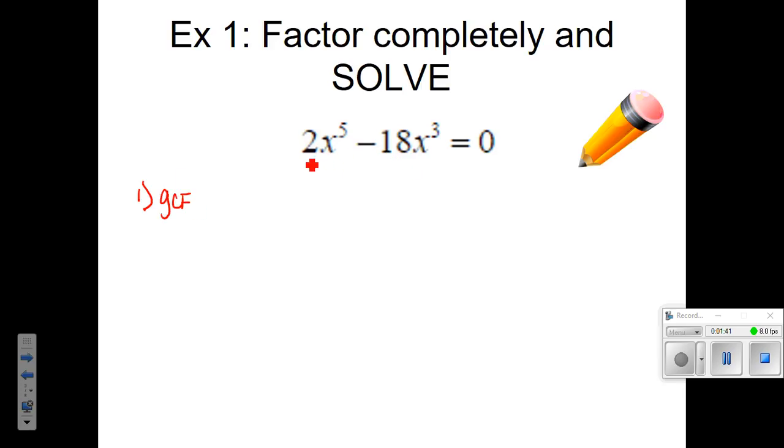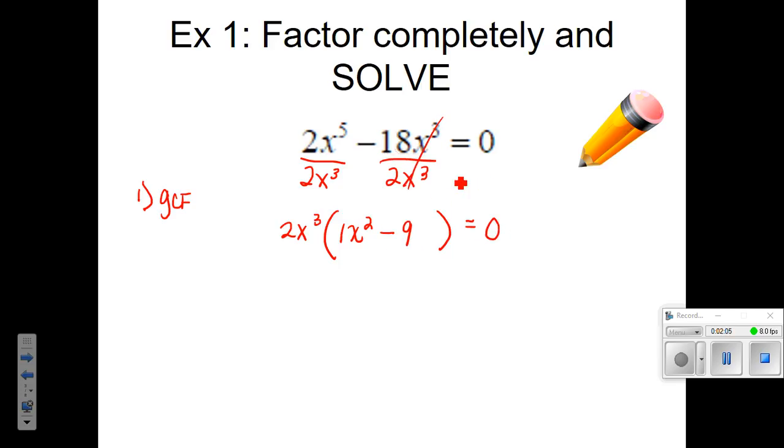What do they both have in common? They have a 2x cubed in common. So I'm going to factor out 2x cubed. What's left over goes into parentheses. 2 divided by 2 is 1. X to the 5th divided by x cubed is x squared. 18 divided by 2 is 9. And the x cubes cancel.